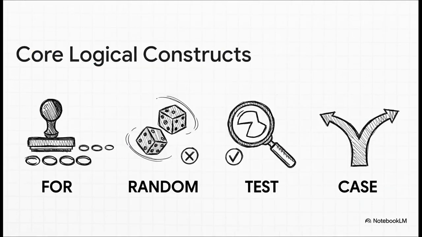So to do that, you get a pretty awesome set of tools. Think of these as your new superpowers. You've got for, which is basically your copy-paste on steroids. You have random for adding that beautiful organic messiness. And then you have two really smart ways to make decisions. Test, which is an amazing trial and error tool we'll get to in a sec, and case, which lets the system make choices on the fly. Let's see how they work.